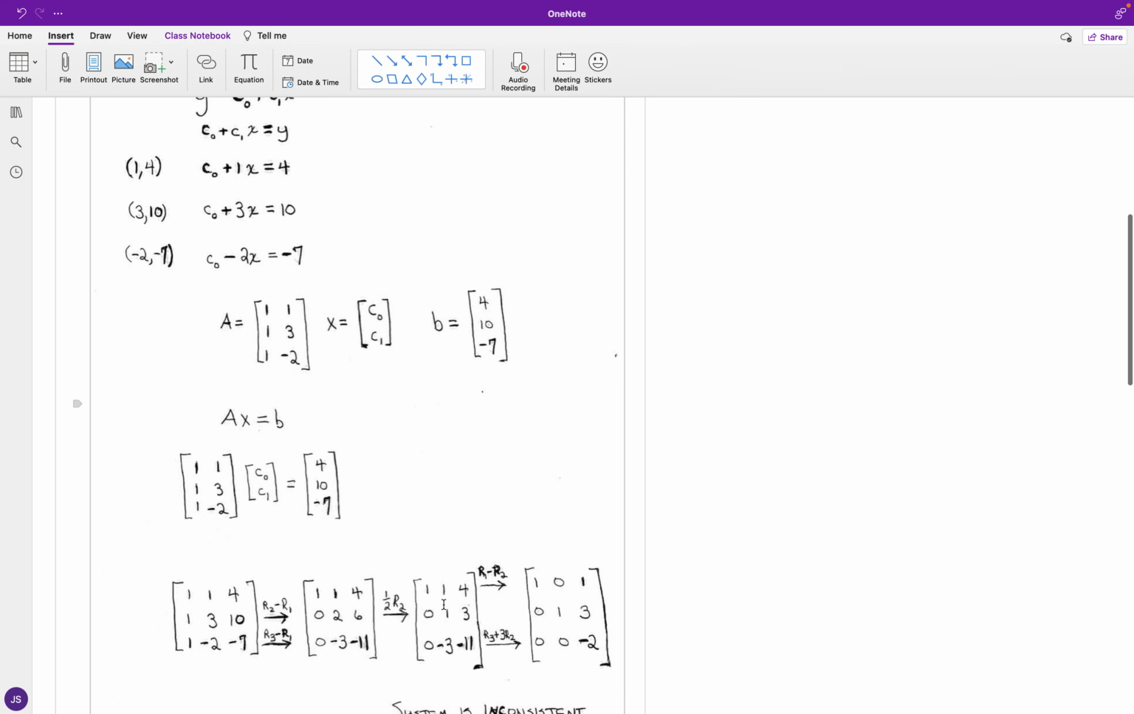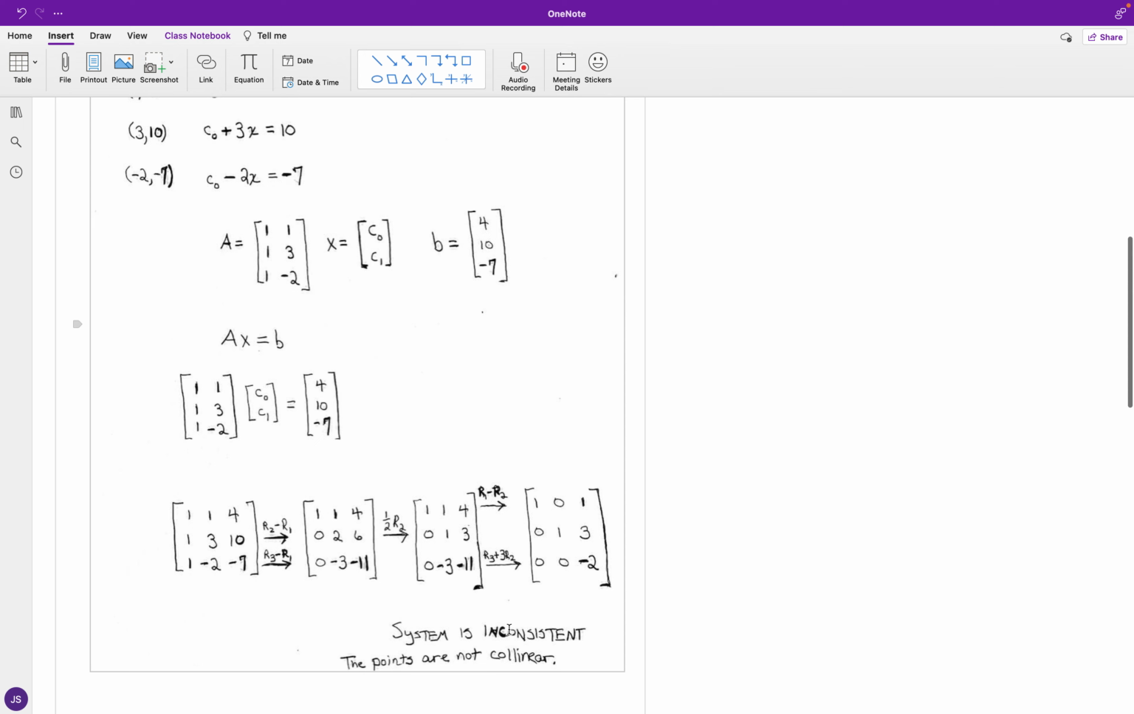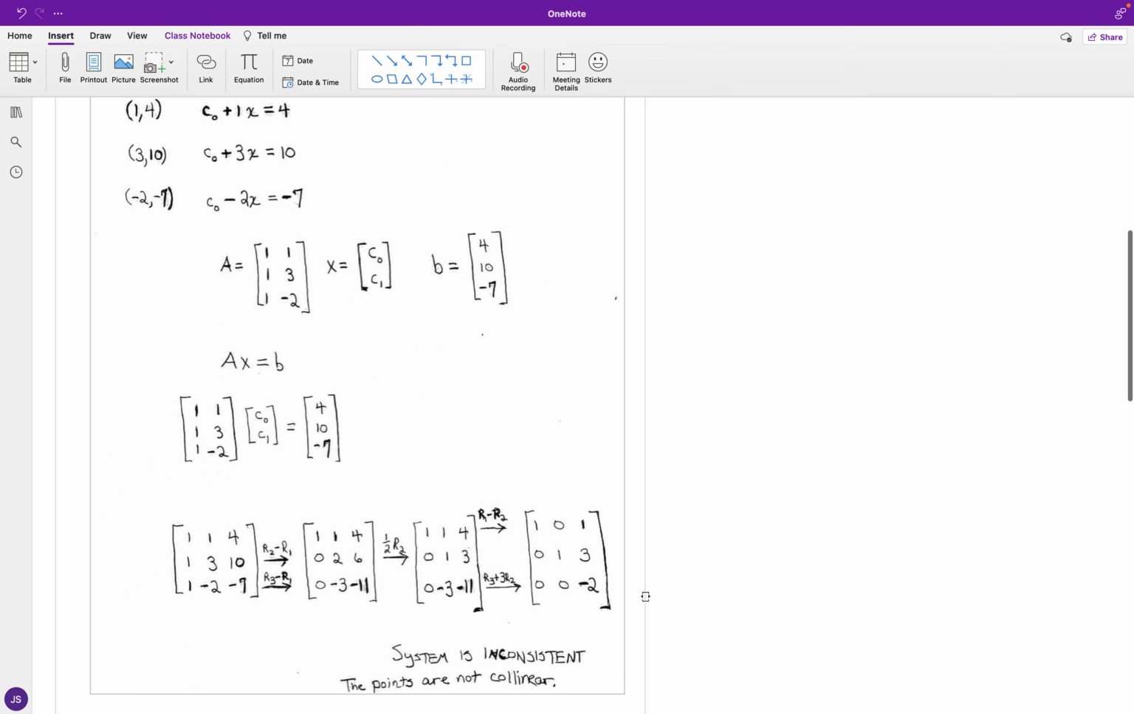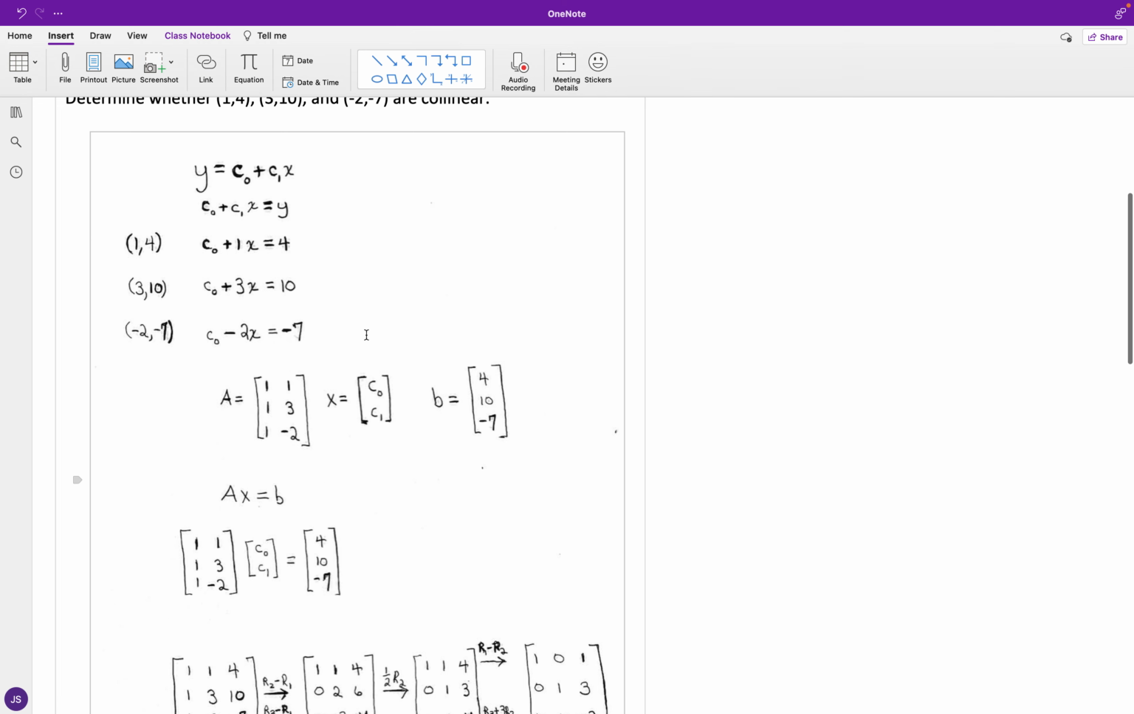If the points were collinear, we would have that AX is equal to B. And when we ran through the process, once again, we had an inconsistent system, so the points were not quite collinear. When we got it to the reduced row echelon form, we had the bottom row at 0, 0, -2, and automatically had the system be inconsistent. So there was no solution for c0 and c1 where we could have that AX is equal to B, and thus deem these 3 points as being collinear.